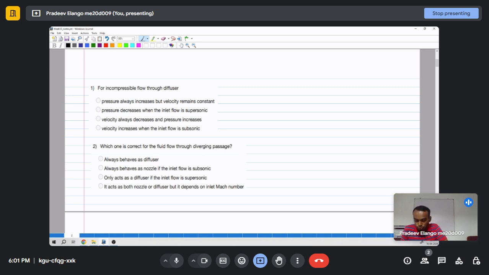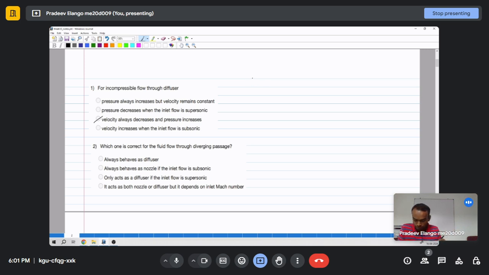For incompressible flow through a diffuser: pressure always increases but velocity remains constant, or pressure decreases when the inlet flow is supersonic, or velocity always decreases and pressure increases, or velocity increases when the inlet flow is subsonic. So the option is C. For incompressible flow through a diffuser, velocity always decreases and pressure increases. Irrespective of incompressible or compressible flow, a diffuser means the velocity will decrease and pressure will increase. The only thing is that the geometry might be converging or diverging.